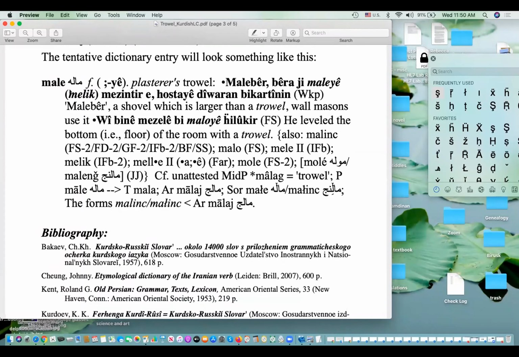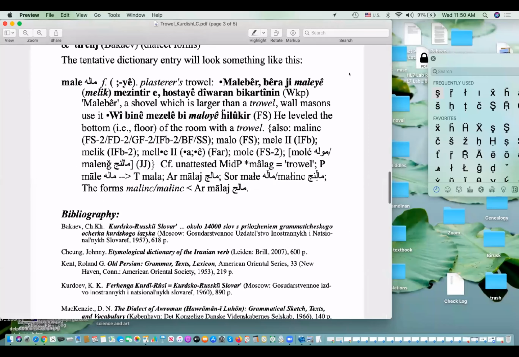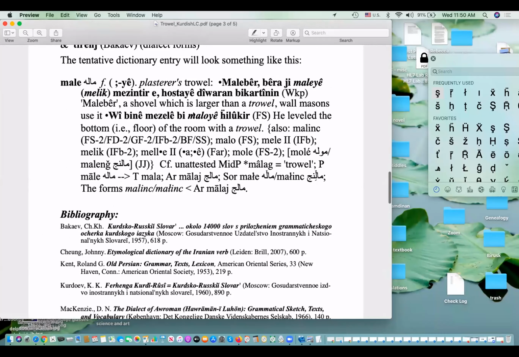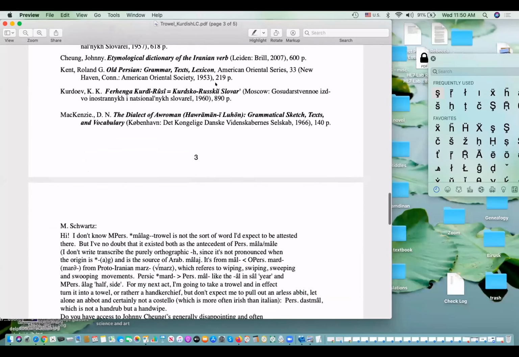So I have mala in both the Latin and the Arabic orthography, and the gender. This shows you that it's the feminine oblique form, malaye. It's a plasterer's trowel. Here are some sample sentences using it, and here are variant forms of it. And the etymology: an unattested Middle Persian malag, yielding Persian malad, Turkish mala, Arabic malaj, and it also appears in Sorani as mala or malind. And the forms malinj come from Arabic malaj. And then I have a brief bibliography here.